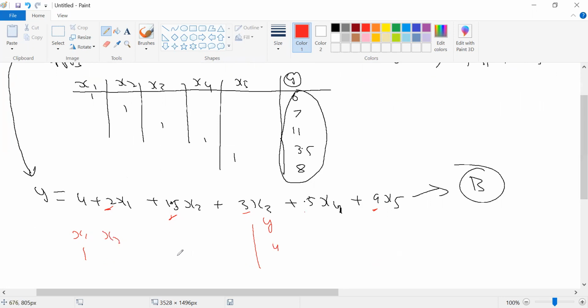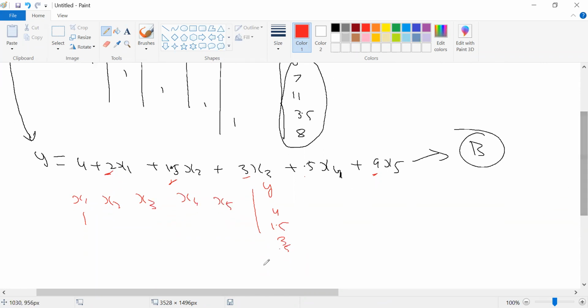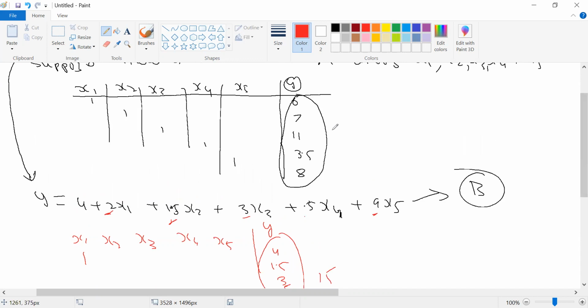When x1 changes, x2 will change, but the impact would be only 1.5. And then your x3, the impact would be how much? 3. And for x4, how much will the impact be? 0.5. And x5? 9. So over here, if you add these numbers properly, how much will it come to? 9, 10, 13, 14, around 15. Around 15. And over here it was how much? 13, 23, 24, 34. Around 34, let's say. I have not done the exact calculation.